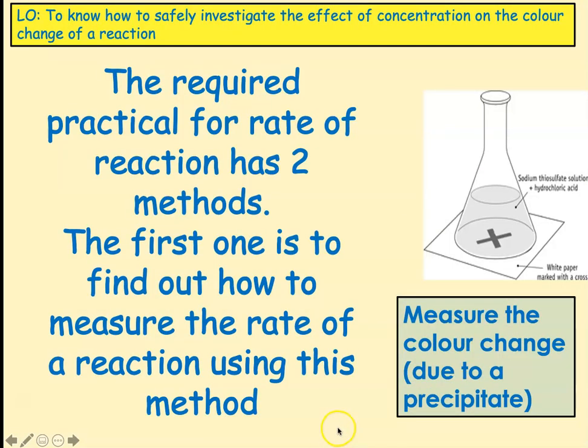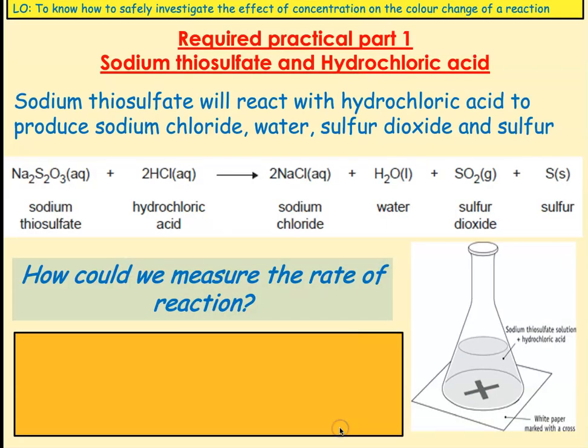Okay, so the required practical for the rate of reaction has two methods, as I said before. This is the first one, and the second one is going to be in a separate screencast. So we're going to use the colour change due to a precipitate, which we learnt about in the last screencast. This is the equation that we use.